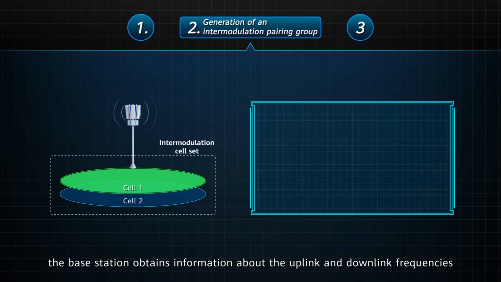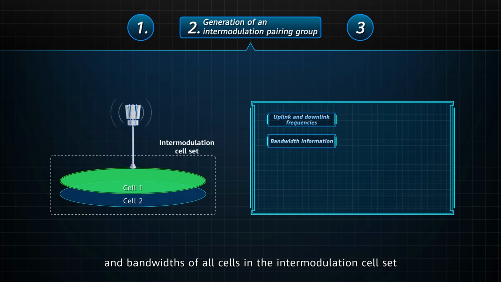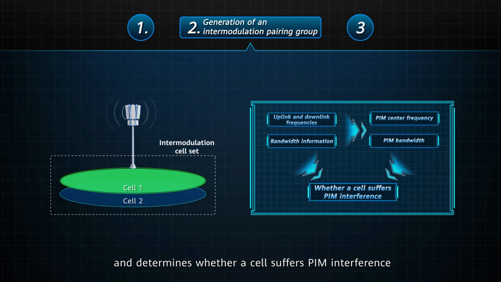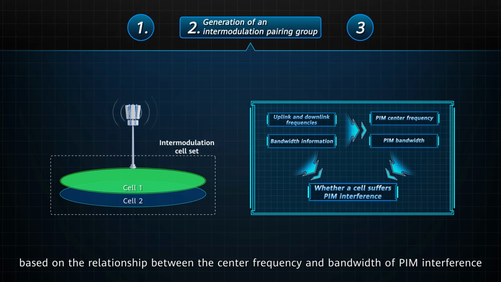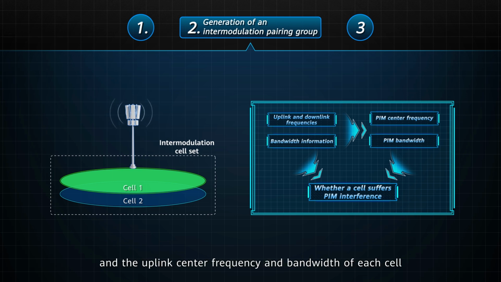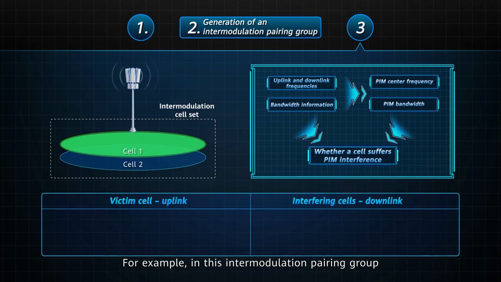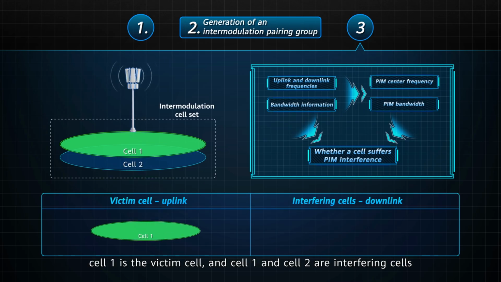Secondly, the base station obtains information about the uplink and downlink frequencies and bandwidths of all cells in the intermodulation cell set, calculates the center frequency and bandwidth of PIM interference, and determines whether a cell suffers PIM interference based on the relationship between the center frequency and bandwidth of PIM interference and the uplink center frequency and bandwidth of each cell. If a cell suffers PIM interference, an intermodulation pairing group is generated.